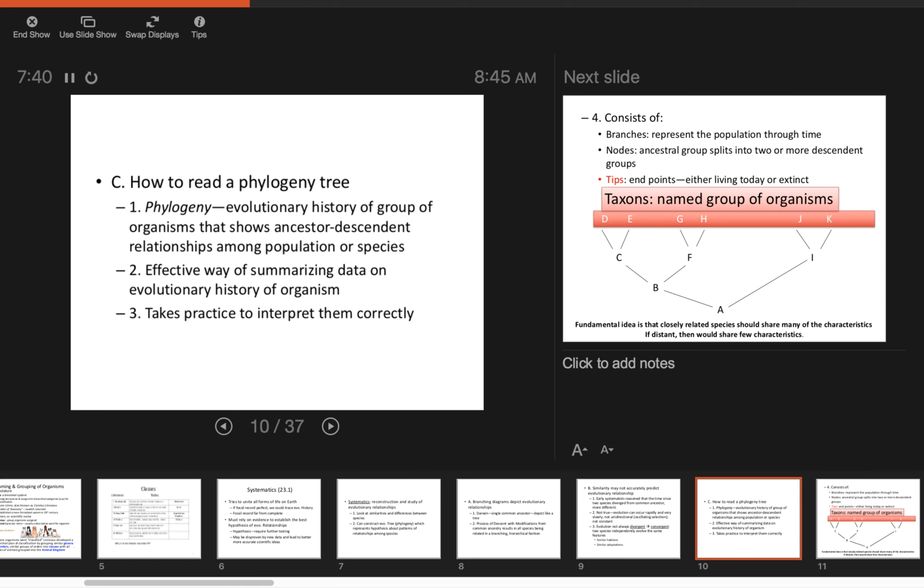But how to read a phylogeny tree? You just look at it. No, I'm just kidding. Yes. Okay. It takes practice to interpret them correctly, just so you know. But it does look at characteristics.